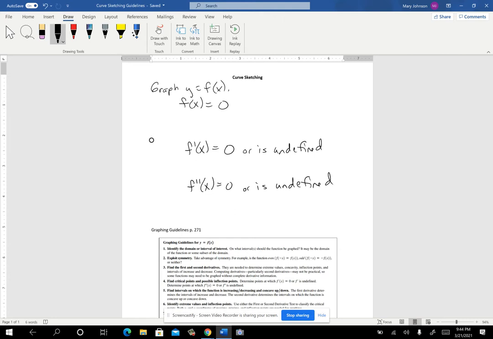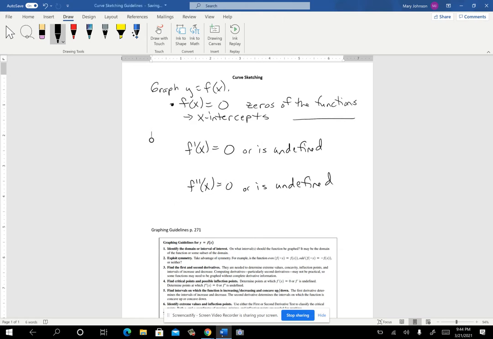Okay, so I just want to remind you that if you solve f of x equals 0, what you're finding there are the zeros of the function. So that's the places where your function is going to cross the x-axis. You're really finding the x-intercepts, okay?